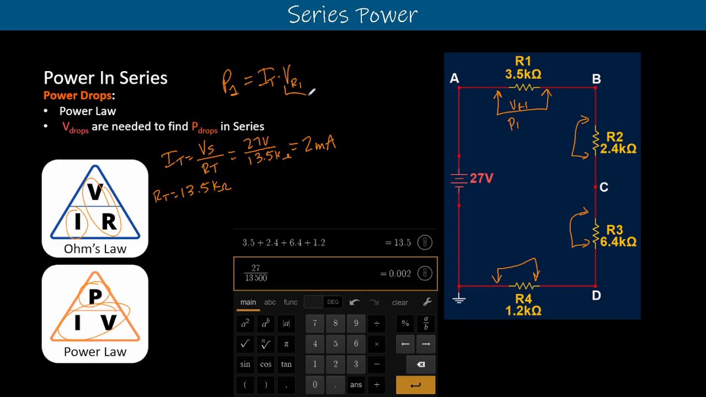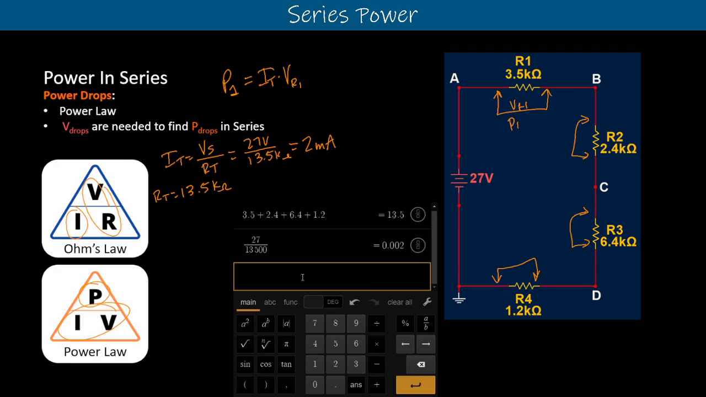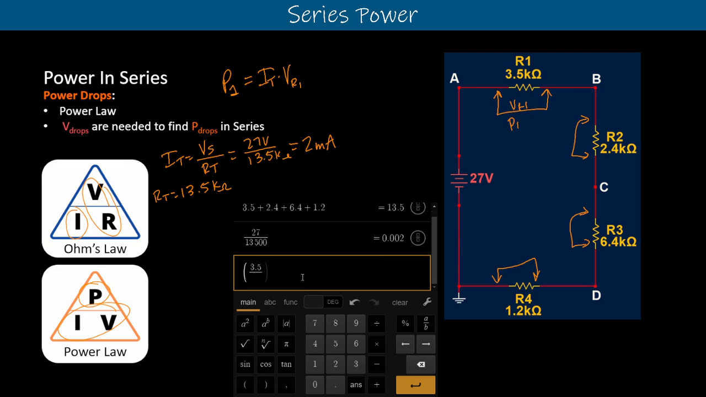We can plug that in for our voltage drop. We need to find our voltage drop, so that's our voltage divider equation. We'll set up our voltage divider. Our voltage divider says that we want our R1 on top, so we'll open a parenthesis and put R1 on top, 3.5, divided by our total resistance, 13.5. And we will multiply that ratio by our voltage, 27. So now we have a 7 volt drop across R1. Right, so now we know that one.